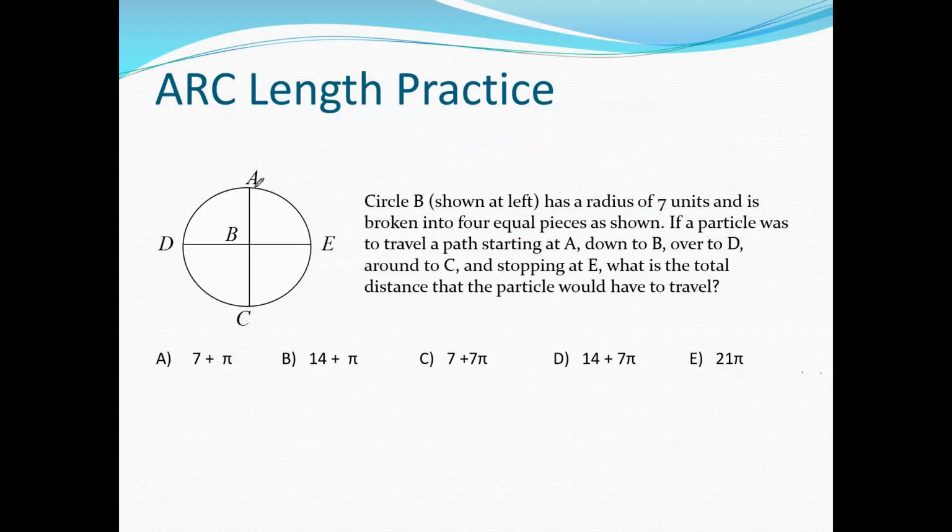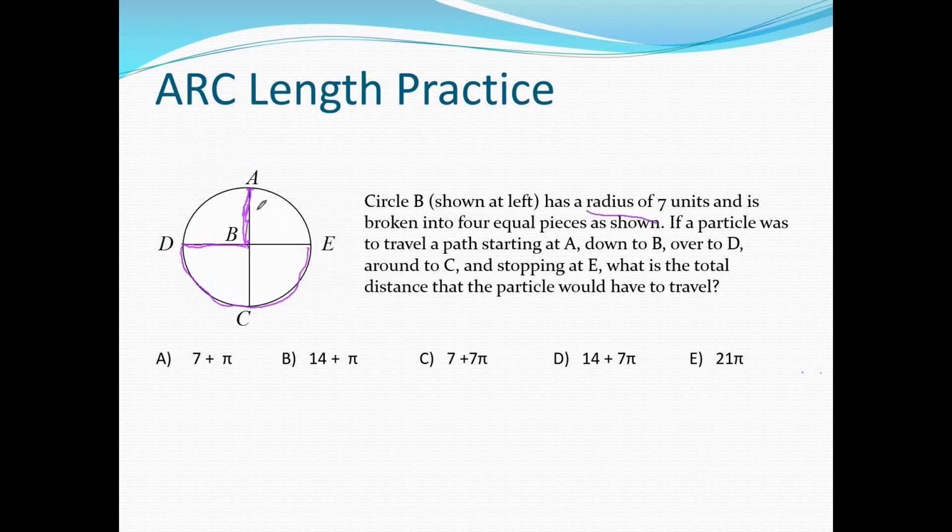It said start at A, okay, go down to B, over to D, and then go around to C, right? And stopping at E. What's the total distance that the particle would have to go? So it's going to go down here, then over here, and then around there, right? And they said that a radius of 7.